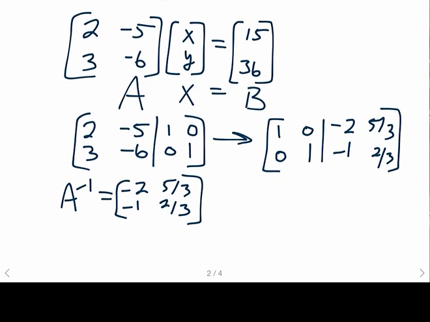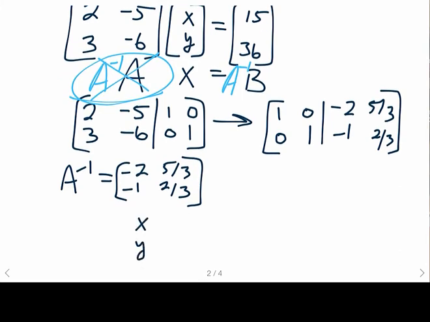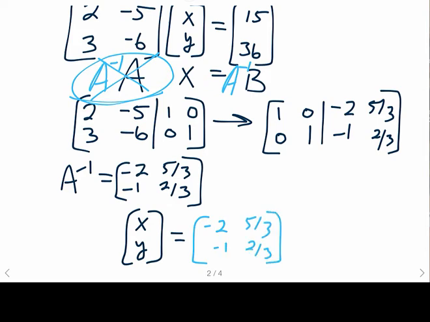Therefore, since our steps are essentially going to be to multiply by A inverse on the left and right, and on the left we end up with the identity matrix, we're going to get to write down that the column matrix xy is equal to A inverse, which is -2, 5/3, -1, 2/3, times the constant matrix 15, 36. So you see how that works? I hope you do.